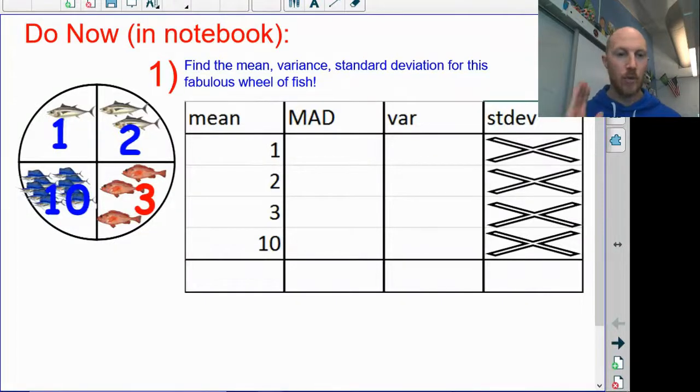Hey, pre-calc. What we're going to do now today involves a fabulous wheel of fish. Calculate the mean absolute deviation, variance, and standard deviation for the number of fish you'd win for one spin. Hit pause on the video until you've got your answer, and then go ahead and hit play again.